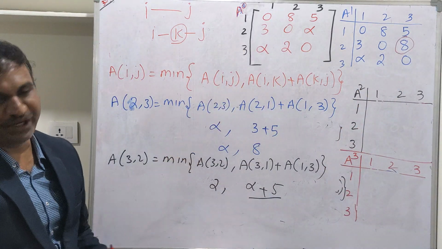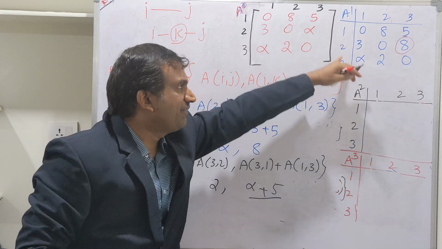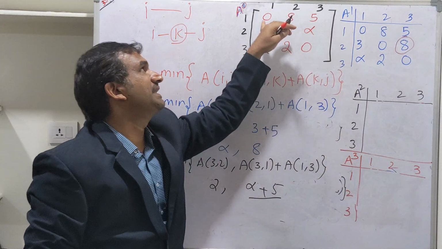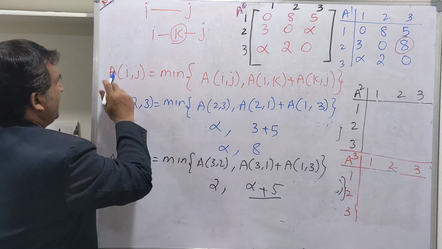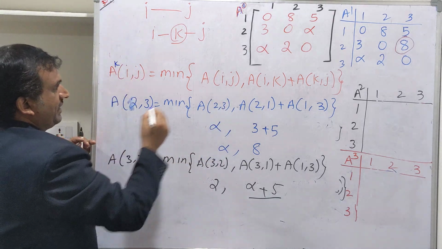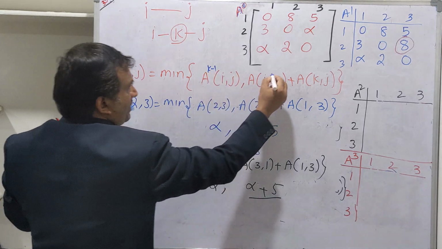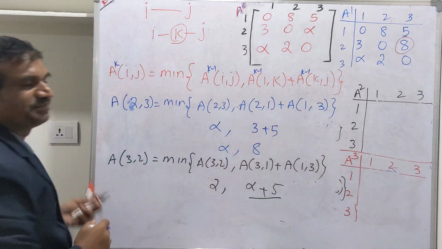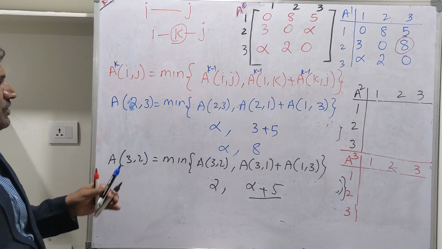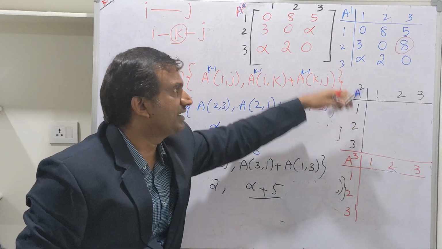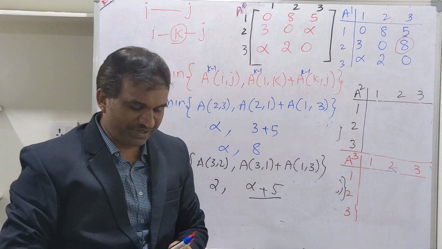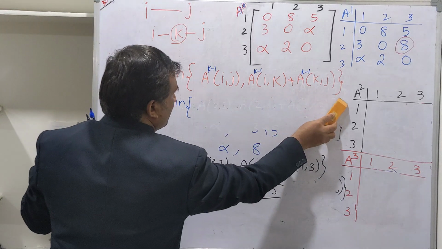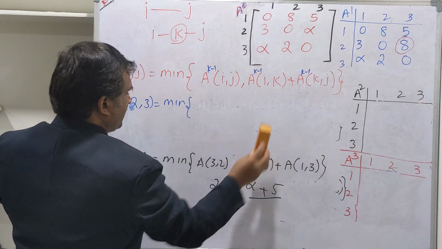Now let us calculate A2. For A2, A1 will be the input. For A3, A2 will be the input. And for A1, A0 is the input. That means k minus 1, k minus 1 and k minus 1. So for the kth level, we take the k minus 1 level as the input. Now let us calculate in the further levels. So what are the further levels? Now let us take it as it is.